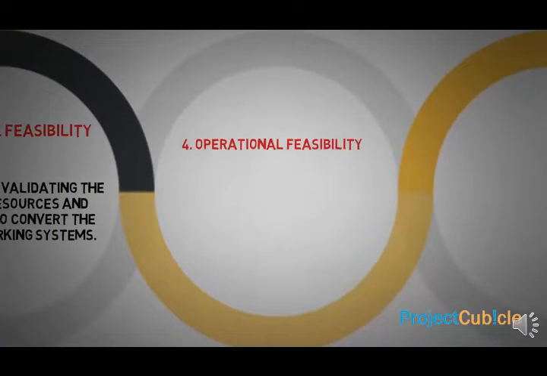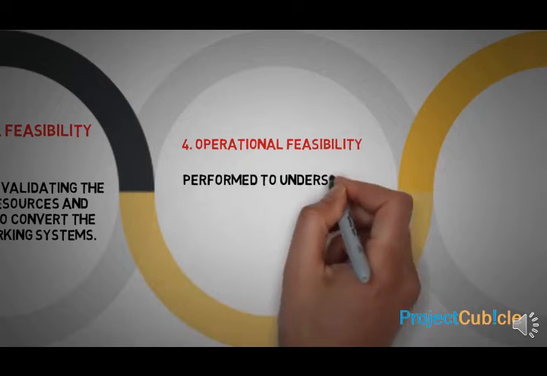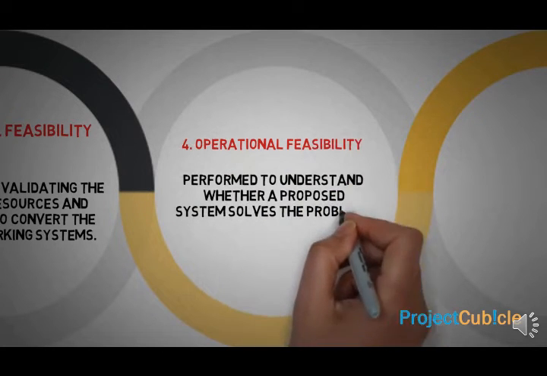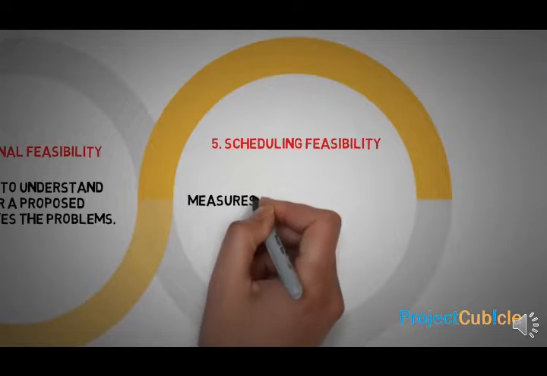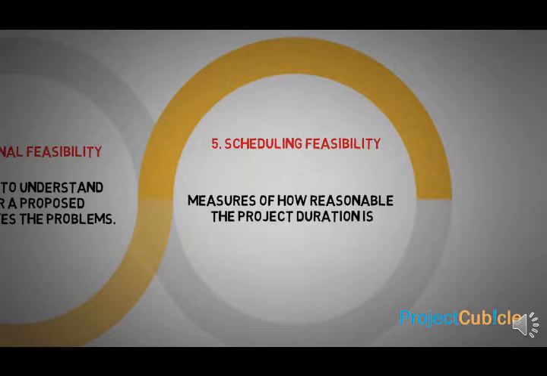4. Operational feasibility. Perform to understand whether a proposed system solves the problems. 5. Scheduling feasibility. Measures of how reasonable the project duration is.